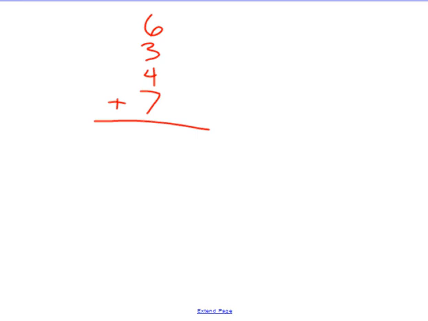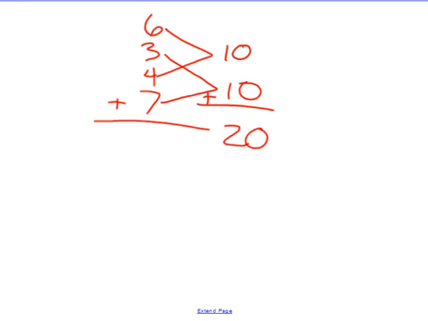I want to partner up digits, counting numbers, that equal 10 when I add them together. So if I take 6 and 4 and I add them together, that equals 10. And 3 and 7, what does that equal? 10. So then I can just add 10 plus 10 equals 20. So instead of going 6, 7, 8, 9, 10, 11, 12, 13, 14, 15, 16, 17, 18, 19, 20, counting by ones the whole way.